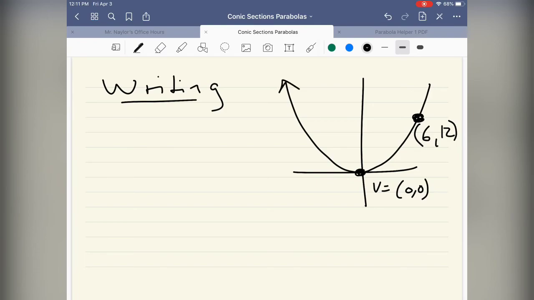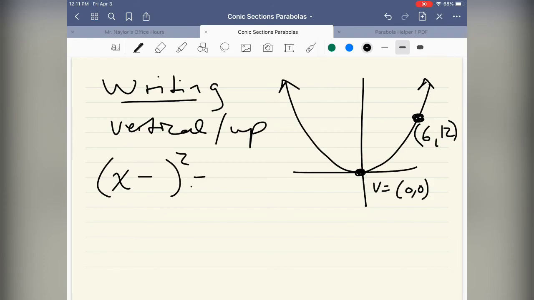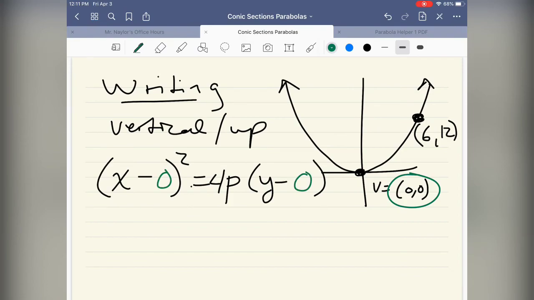Actually, I think that where I really want to start is noticing that this problem is definitely vertical and it's opening up. So in that case, I'm going to be able to use the x squared equation. Noticing here that we can start to fill in some of the information that we have. I can fill in my vertex to be at 0, 0. And now we need to find the p-value.